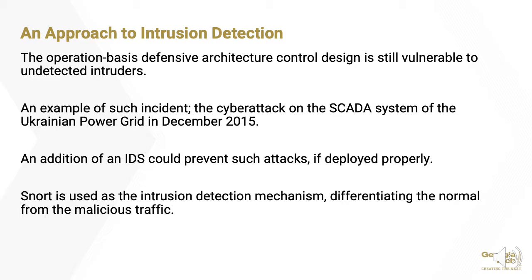The cyber attack on the SCADA system of the Ukrainian power grid in December 2005 is a recent example of an ICS attack. The investigation and forensic analysis of the firewall logs showed that the intruders had gained access to the network months in advance of the attack. Therefore, it was the attacker's intention to do reconnaissance in order to launch a coordinated and sophisticated attack. The addition of an intrusion detection system as another layer of defense could potentially prevent such an attack.